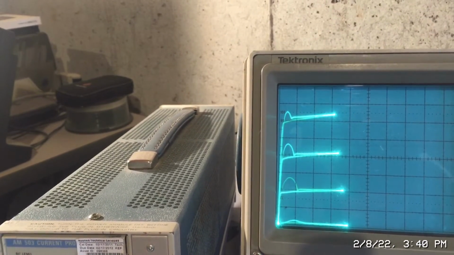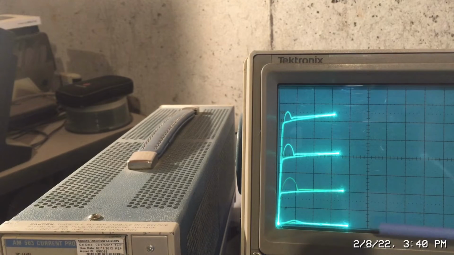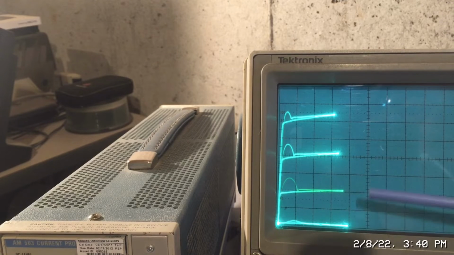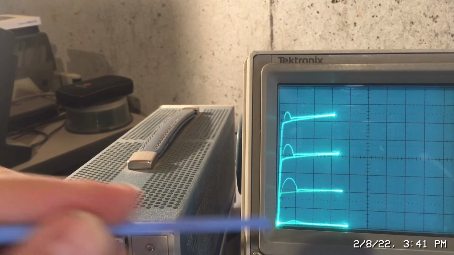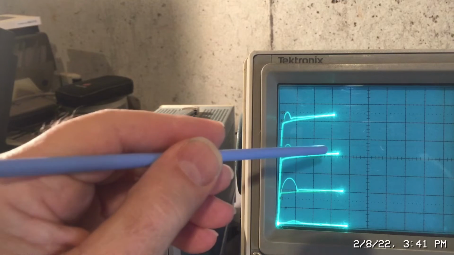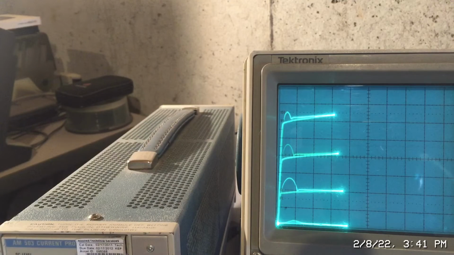Okay, so I've got the steps for the base current set to, once again, 50 microamps. So 50, 100, 150, 200 microamps here. And then I've got the sensitivity for the collector current at 1 milliamp per division. So 1, 2, 3, 4, 5, 6, call it 6.5. Okay, so if we calculate 6.5 milliamps divided by 200 microamps, we come up with 32.5 for the DC gain or the beta value.